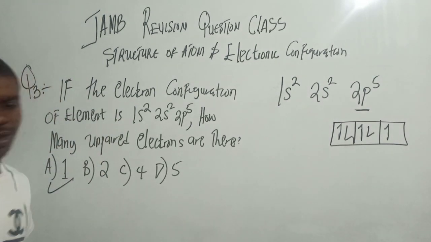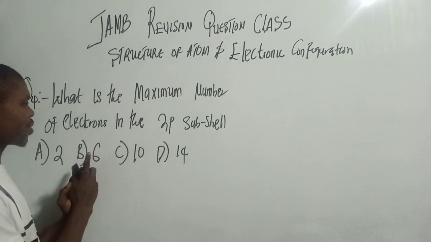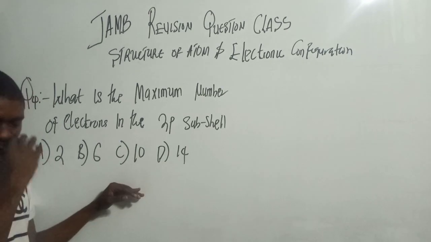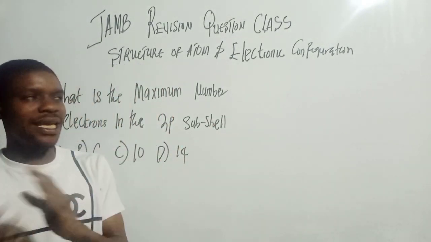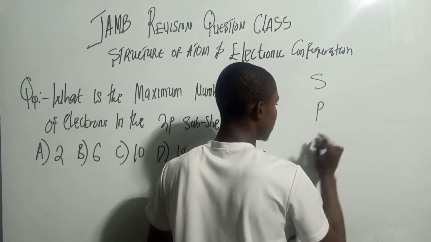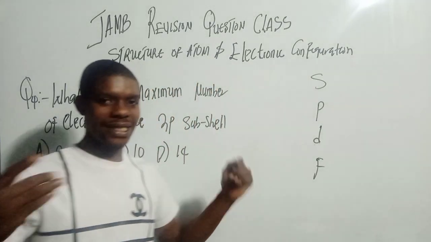Let's move to the next question. So let's look at Question 4. They say, what is the maximum number of electrons in the 2p subshell? Now look at the options here. Now remember here we have s, p, d, f. So s, p, d, f. There are the 4 sub-orbitals in chemistry.